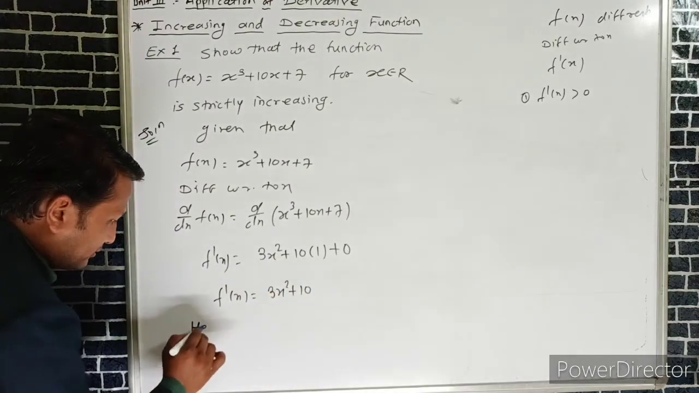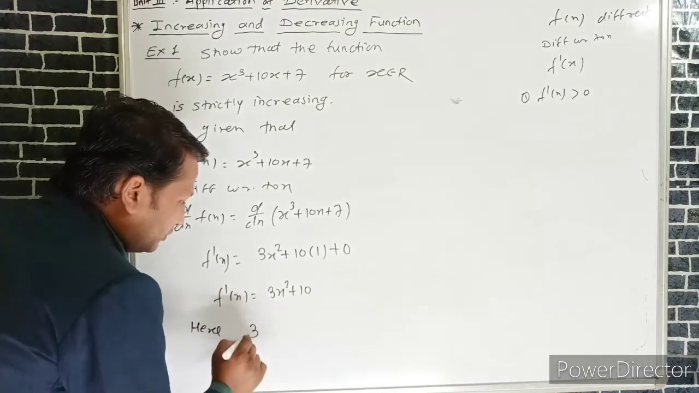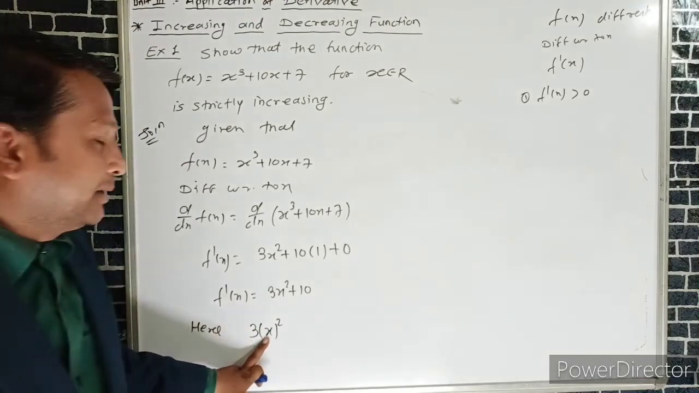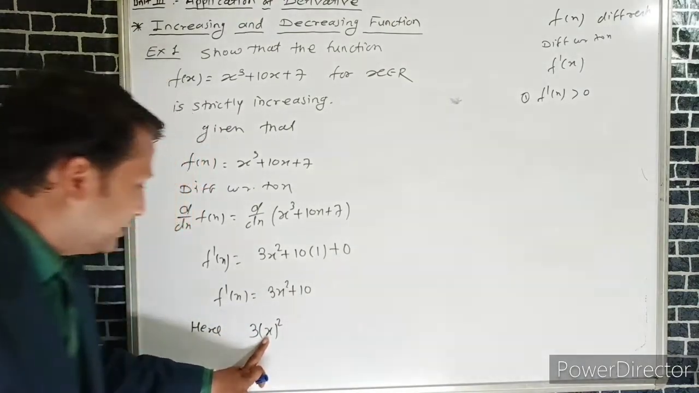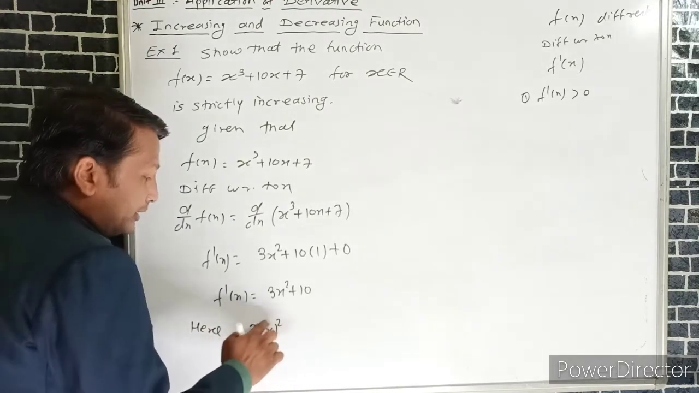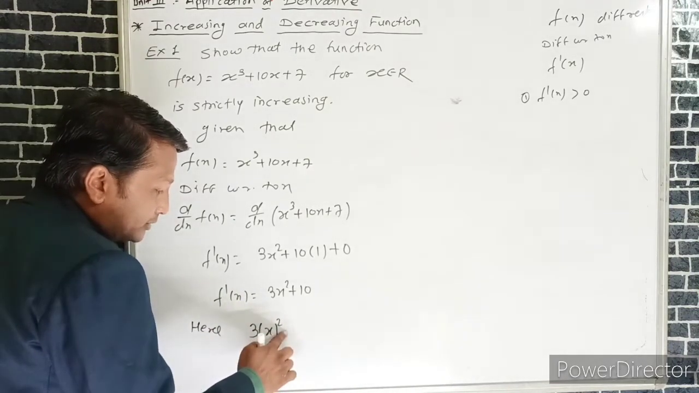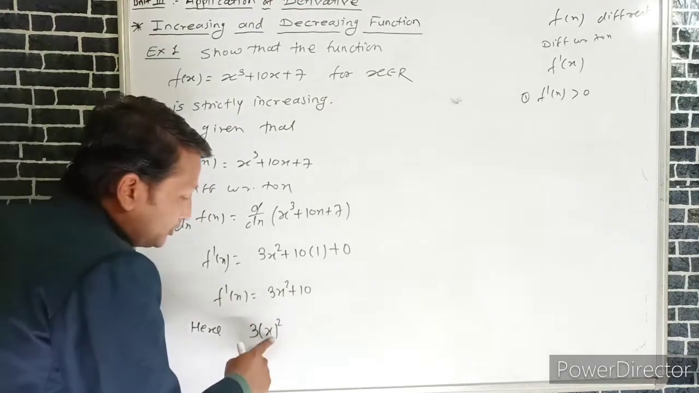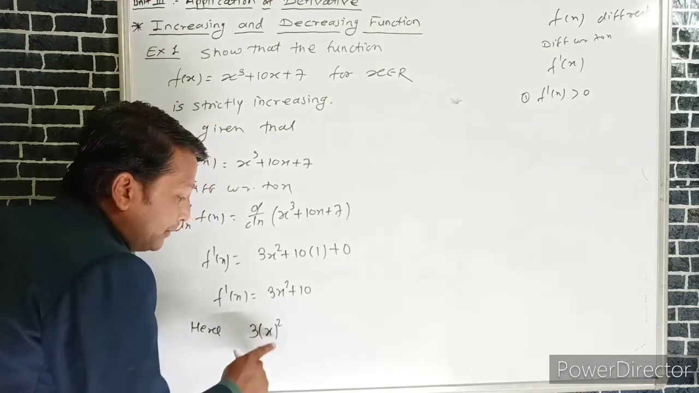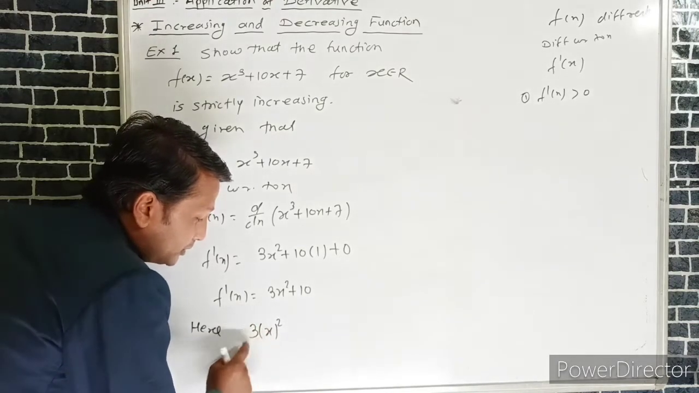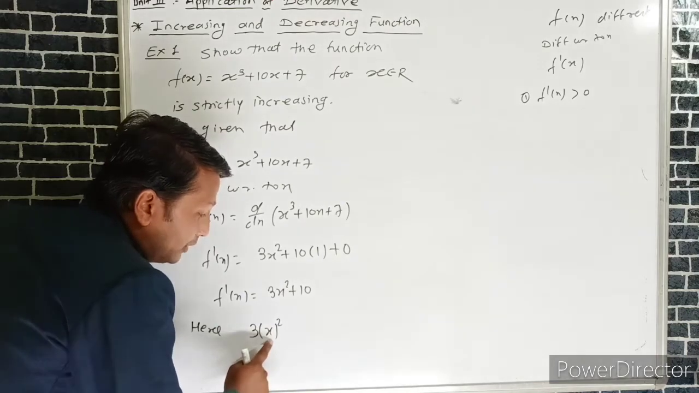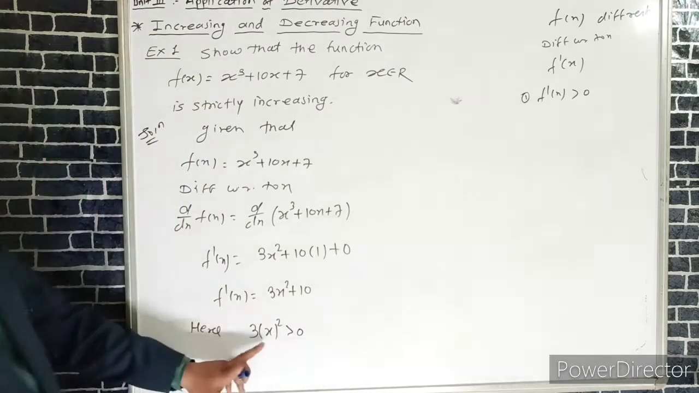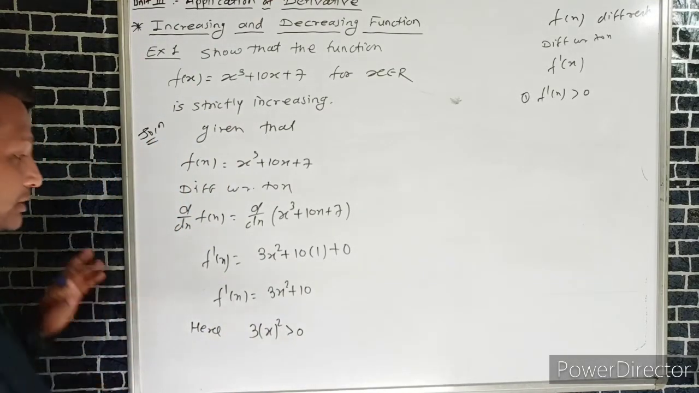Here 3 is positive, and if x is a real number, positive or negative, the square of any real number is positive. Hence we can say that 3 is positive and x square is also positive, and the product of these positives is also positive. So 3x square is greater than 0, strictly greater than 0, not 0.